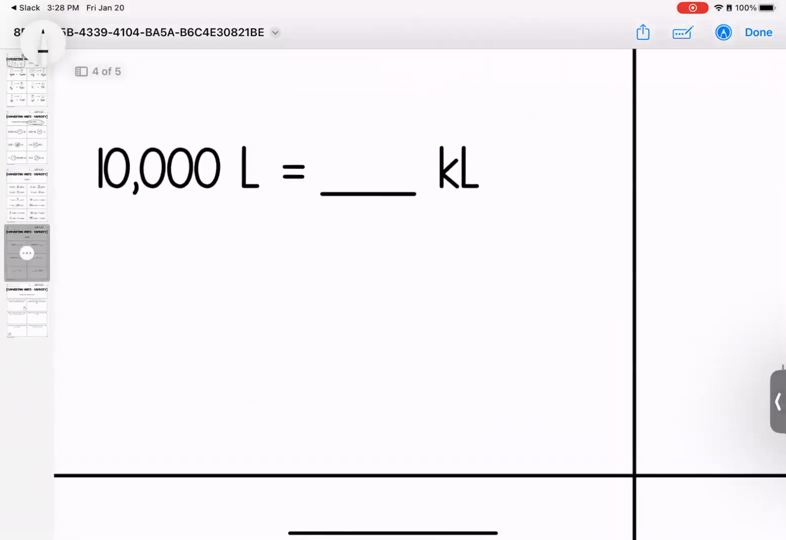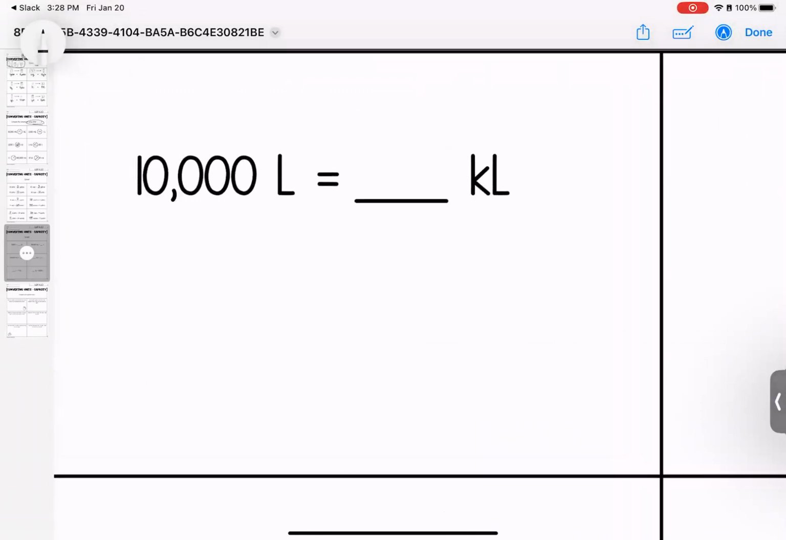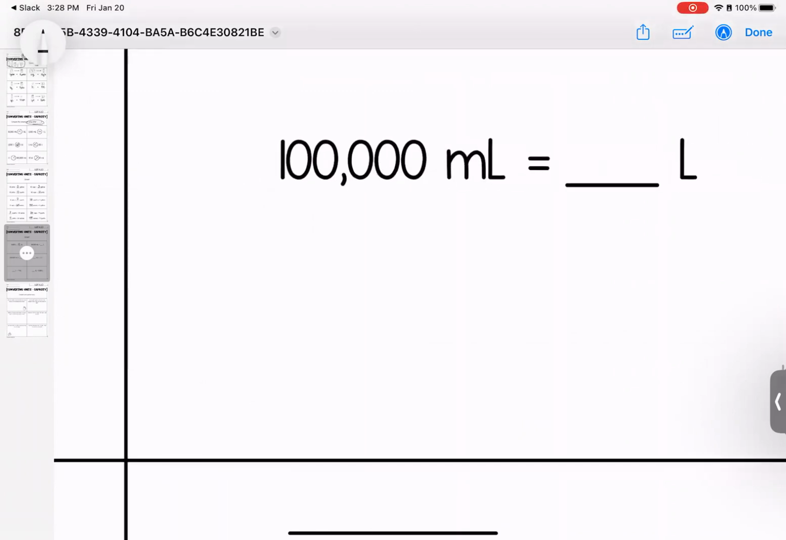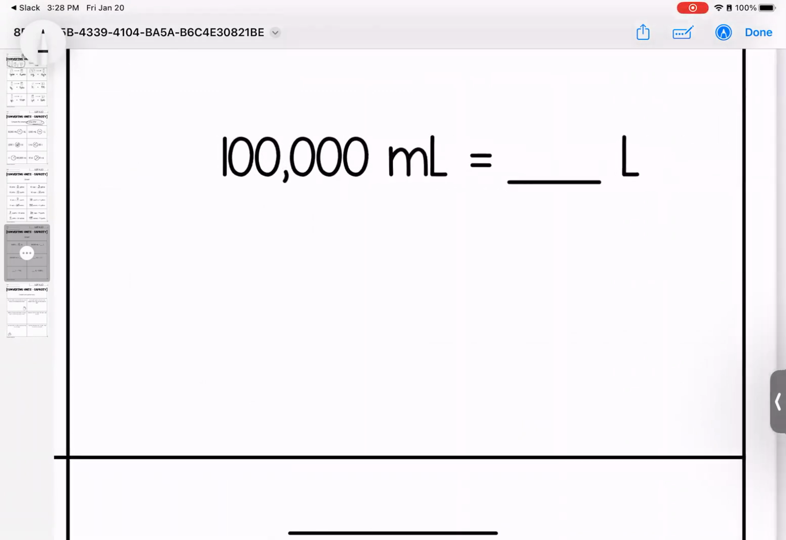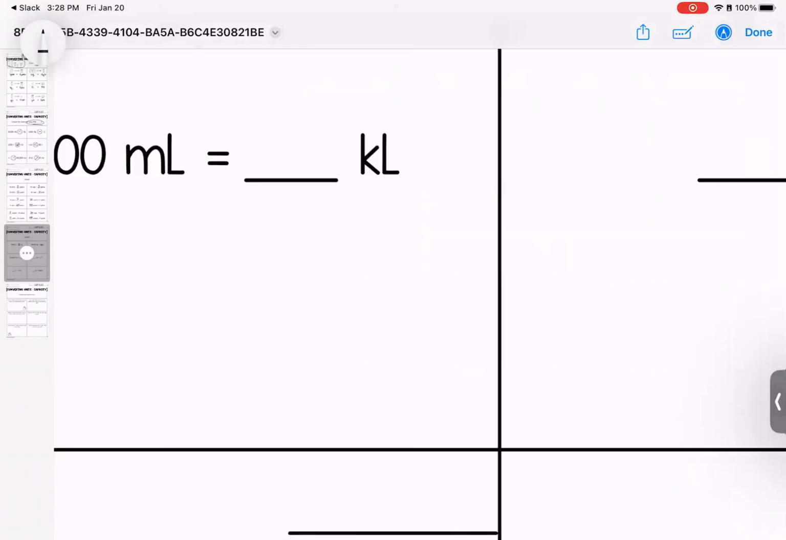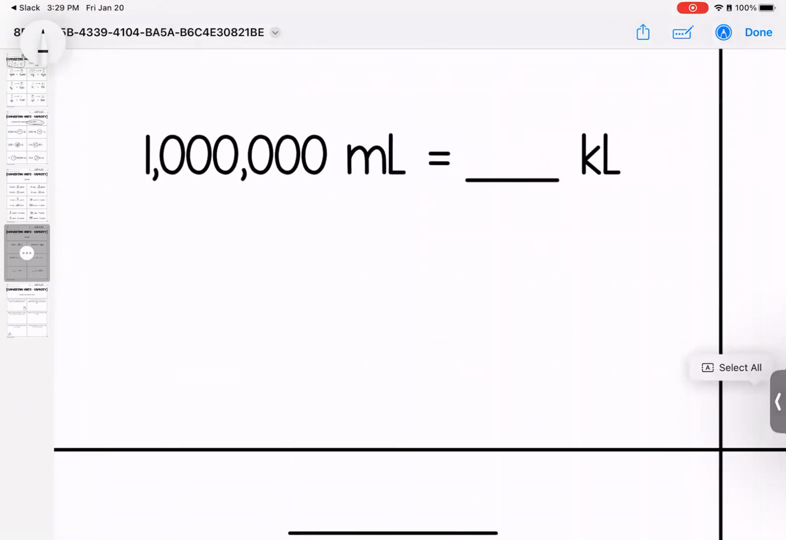All right, we are continuing to convert this time with our metric. So 10,000 liters is 10 kiloliters. 100,000 milliliters is 100 liters. Coming down here, 1 million milliliters is 1 kiloliter.